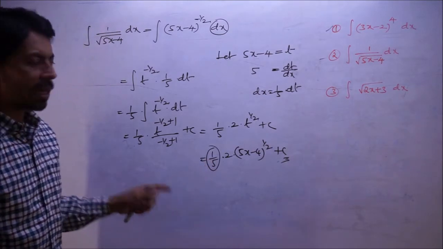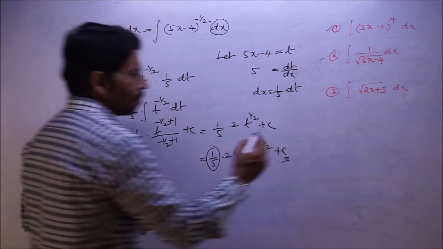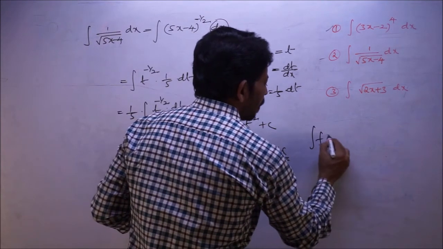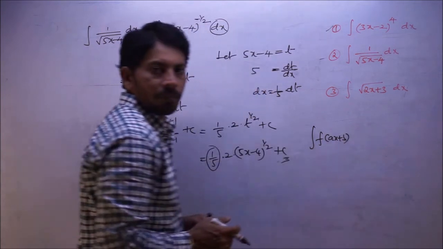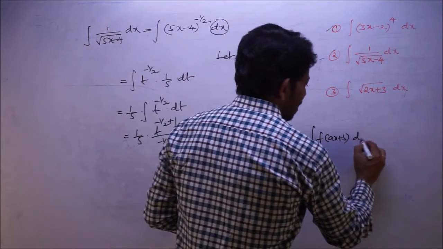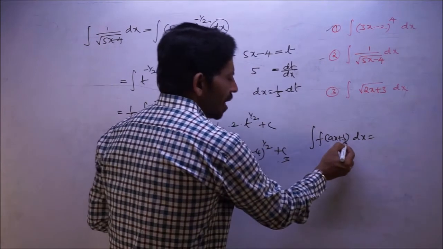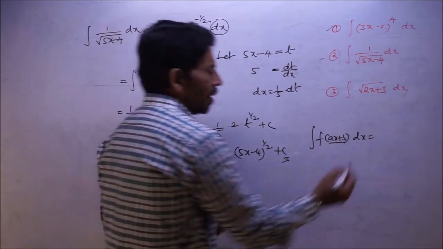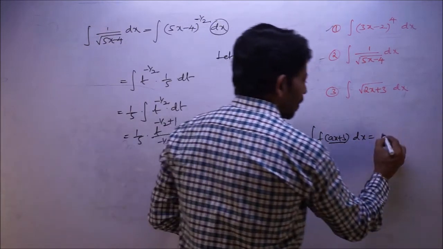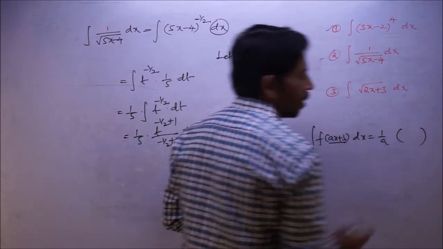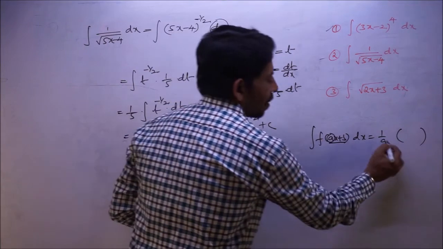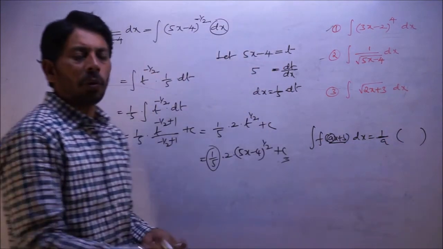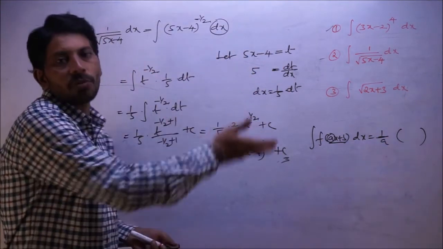So from this we can conclude that the integral of f of ax plus b dx, in place of ax, here we will get the integral of the same function, that is 1 by a into something. This is the coefficient of a we are supposed to divide. That's the only thing. Let us solve the next one also.